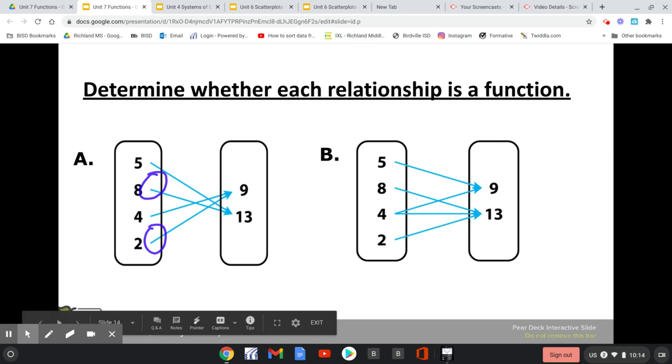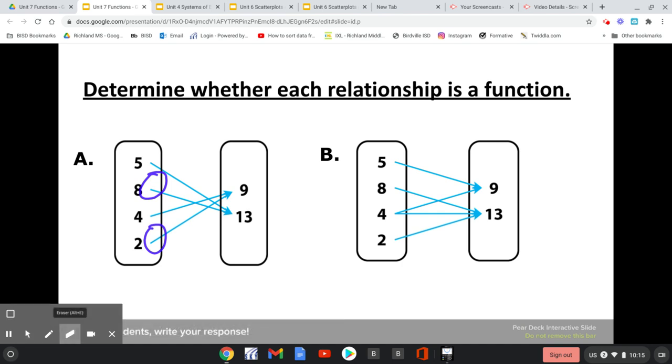And this one has a mapping. And we can see 5 goes with 13. 8 goes with 13. That's fine. We have a 4 and a 9 and a 2 and a 9. So that looks good. So that is a function. Let's look at the other example. For B, we have 5 and 9. We have 8 and 13. We have 4 and 9. And we have 4 and 13. So the 4 repeats. Therefore, it's not a function.